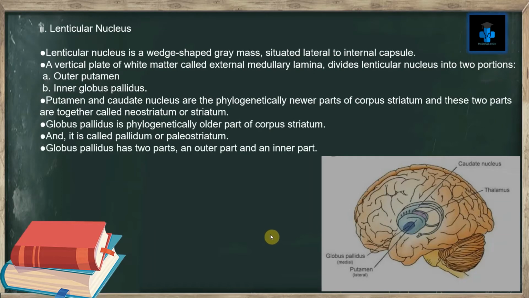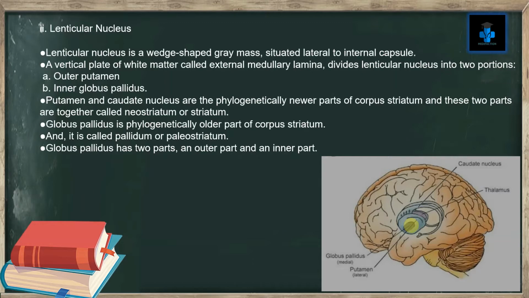Now let's talk about the lenticular nucleus. Lenticular nucleus is a wedge-shaped grey mass situated lateral to internal capsule. A vertical plate of white matter called external medullary lamina divides lenticular nucleus into two portions. The outer putamen right here and the inner globus pallidus.